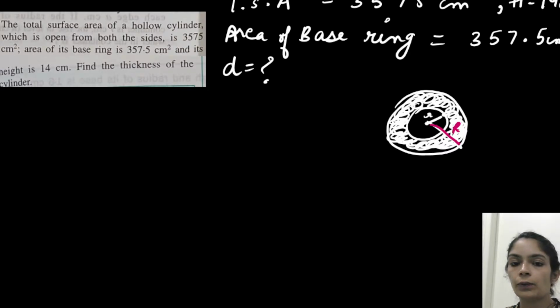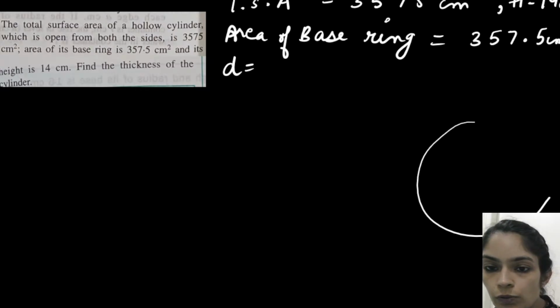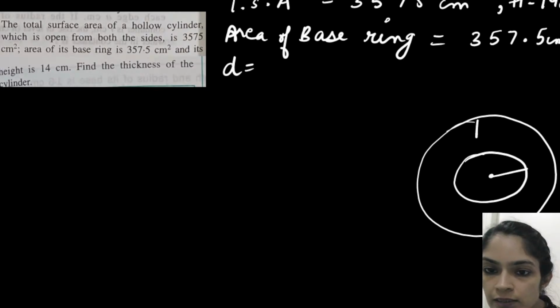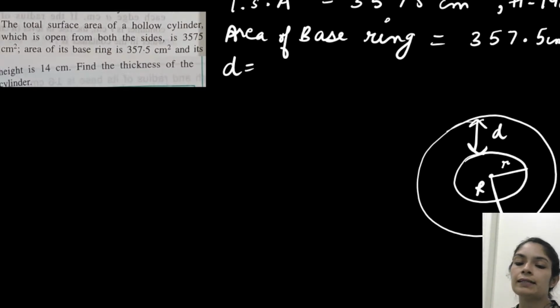Before I start the question, because it's a hollow cylinder, I'll explain one thing: what thickness means here, because the question is a little different. I'll show you for your understanding. So this is D, this will be the thickness. This thickness I have to find. Here this is small r and this one is capital R. Small r means internal radius, capital R means external radius.